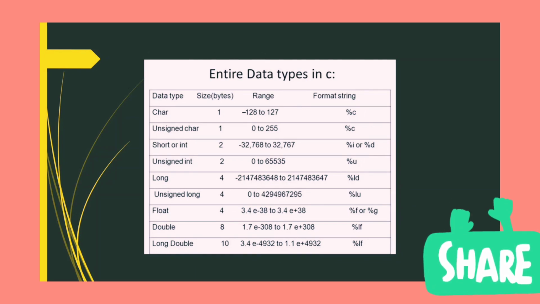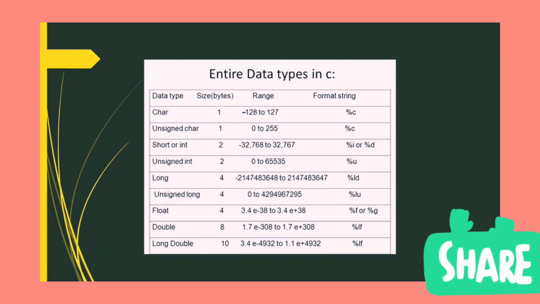So char takes up about 1 byte of memory space, integer takes up 2 bytes, long takes up 4 bytes, float also takes up 4 bytes, while double takes 8 bytes because it stores decimal values in double precision, and long double takes up 10 bytes. Now the range of the values stored by a data type can be calculated using a formula, that is 2 to the power number of bits. Now 1 byte is equal to 8 bits.